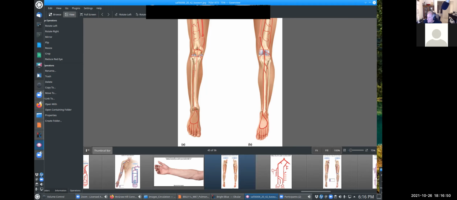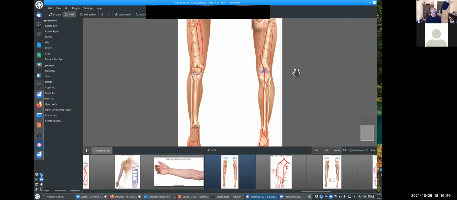Yeah, I don't know that they show it. I can't even find a good picture of a posterior tibial, so I wouldn't worry about it. I don't think they're going to be able to find one to mark either. Okay.